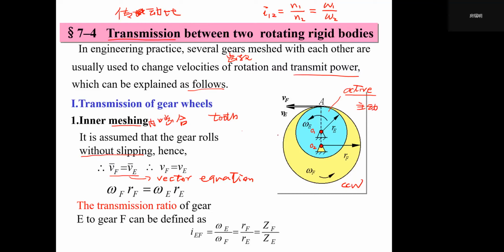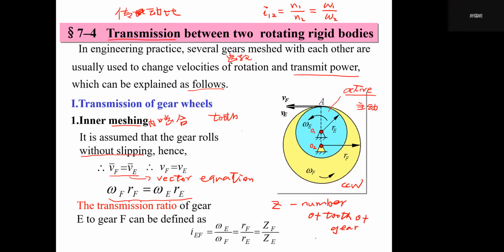So that is a very, very important transmission mechanism in engineering. So here we should know that this transmission ratio means omega E over omega F. It equals RF over RE because of this, right? And also equals ZF over ZE. This Z means the number of teeth of a gear.